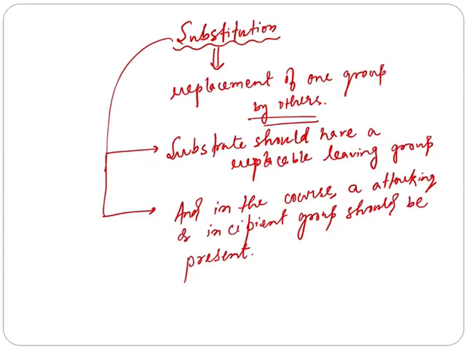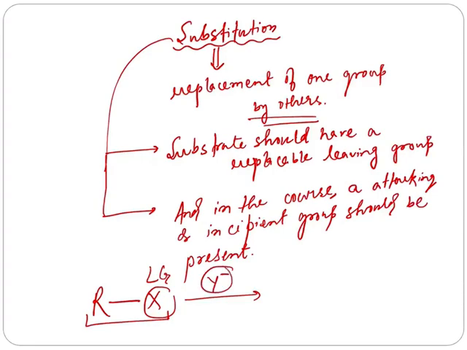So basically substitution reaction is like the substrate which is RX, where X is a leaving group and that is replaced by an incipient group or attacking group to give RY plus X minus. So these are the basic things about substitution reaction.